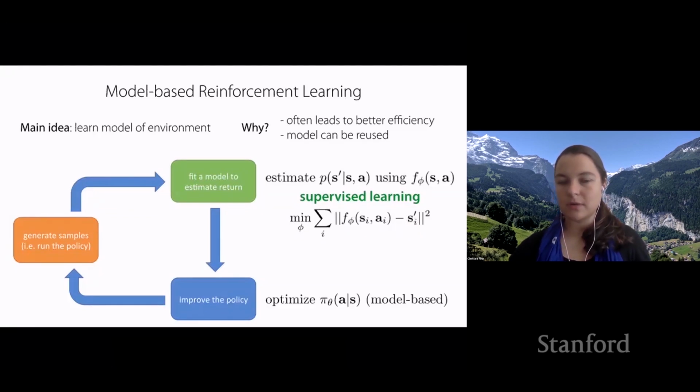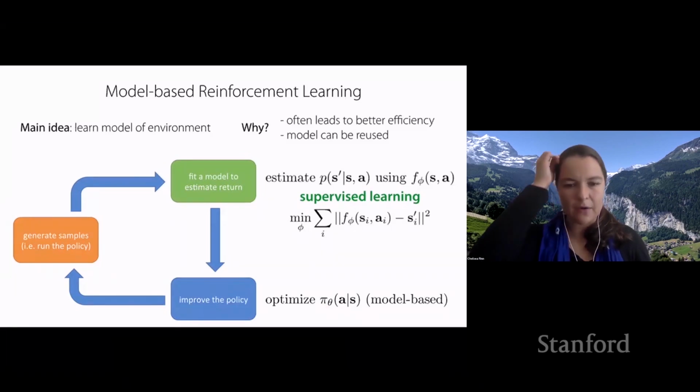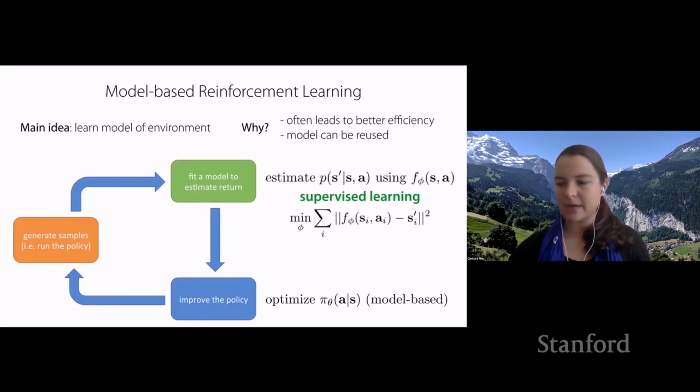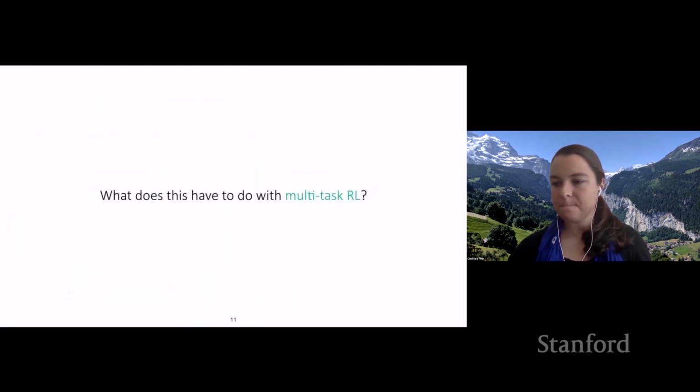Then once you learn this model, you can then optimize for behavior or for a policy using that model. And we'll talk about exactly how that happens in a couple slides. But at a high level, we're going to be fitting a model of the environment and the dynamics, and then using that model to improve the policy. Okay, so what does this have to do with multitask reinforcement learning?